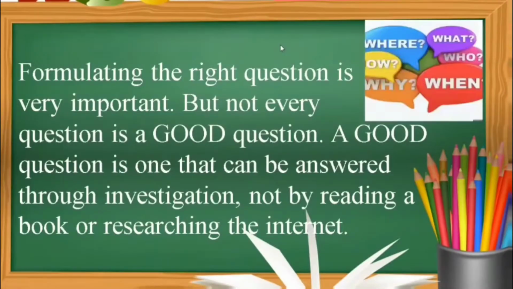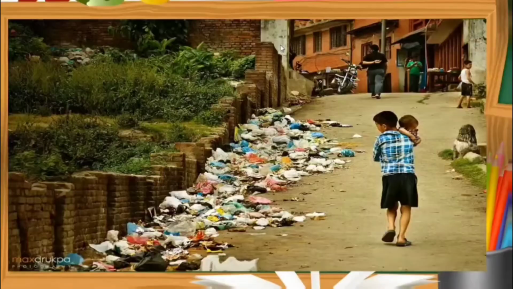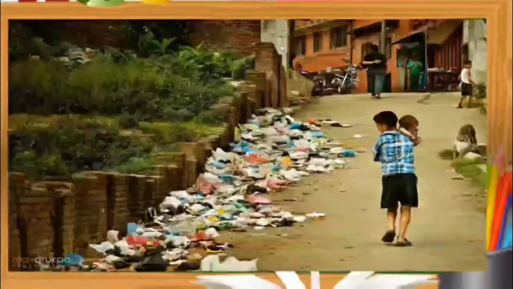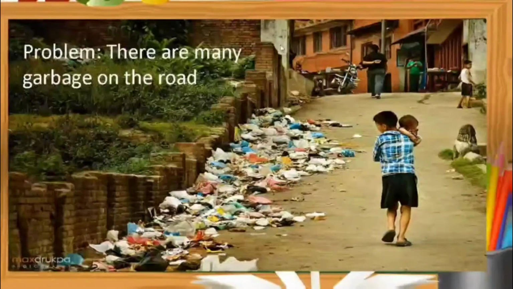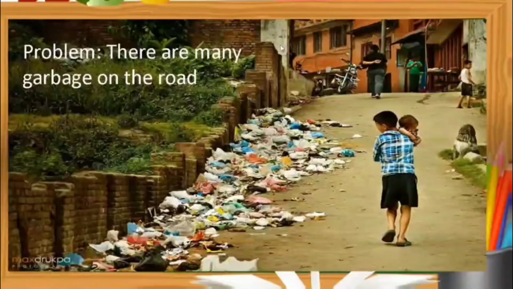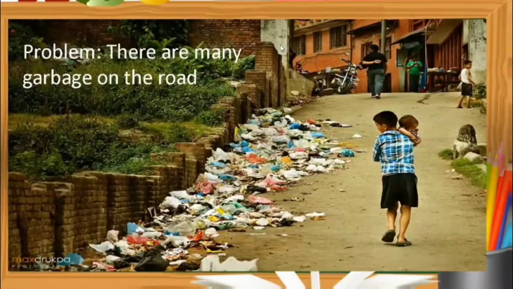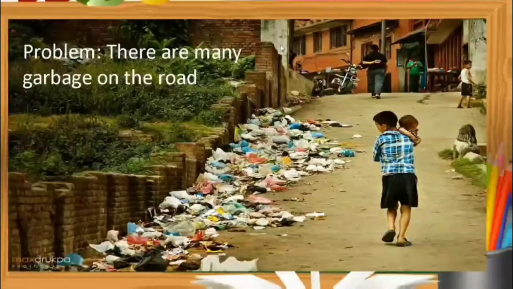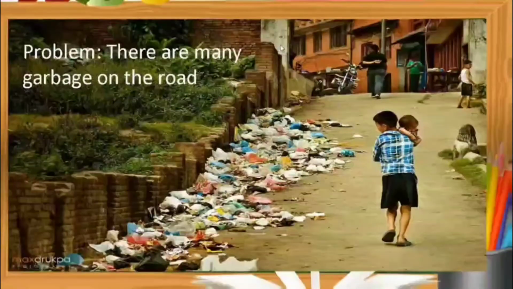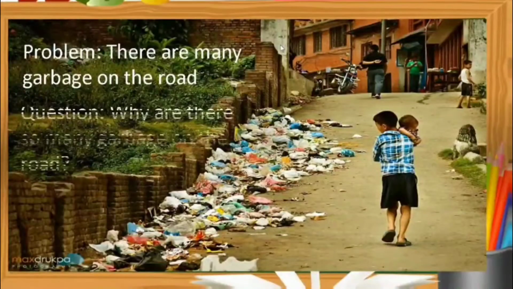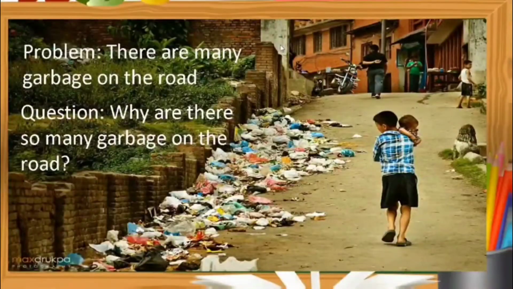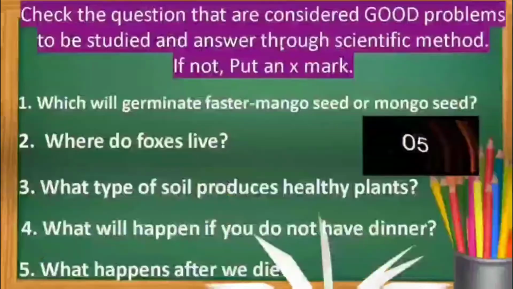Look at this picture. What problem can you see in this situation? Yes, the problem is there is so much garbage on the road. We were able to identify the problem because we looked at the picture. In the example, the question form of the problem given will be, why is there so much garbage on the road? Let's try to identify the good questions in the following numbers.